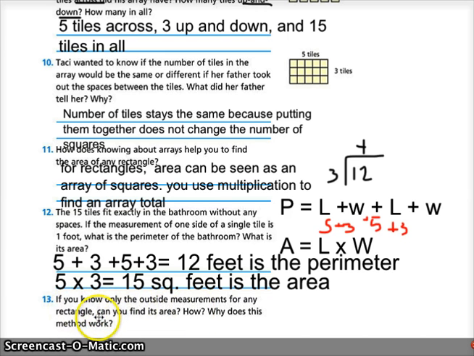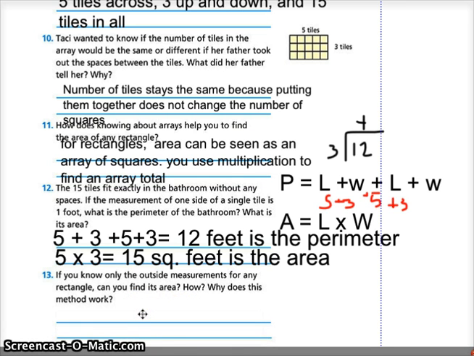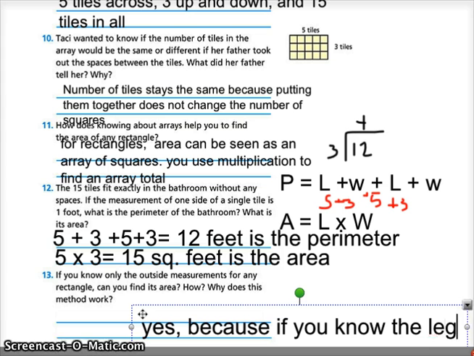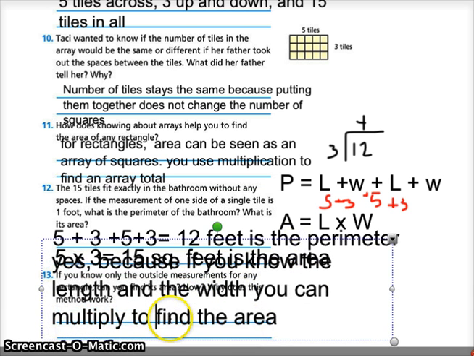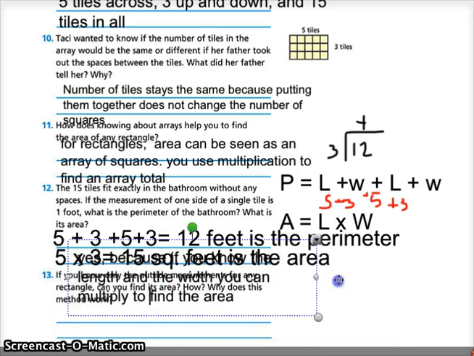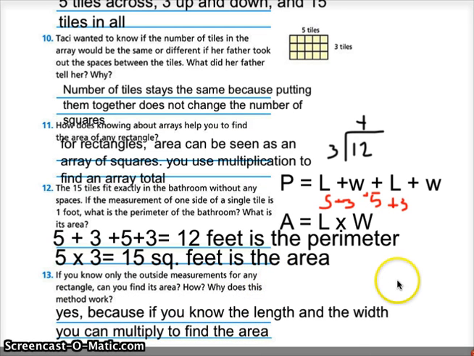If you know only the outside measurements for any rectangle, can you find its area? How? Why does this method work? Yes, because if you know the length and the width, you can multiply to find the area. All right, raise your hand to get a star on this page, and then we are moving on.